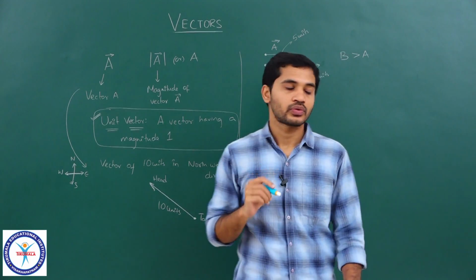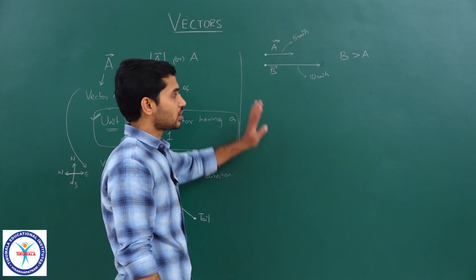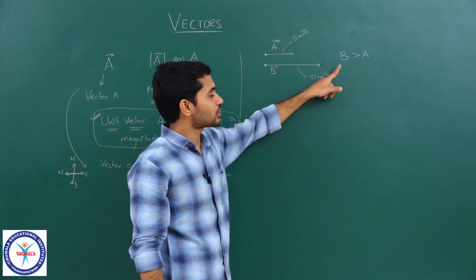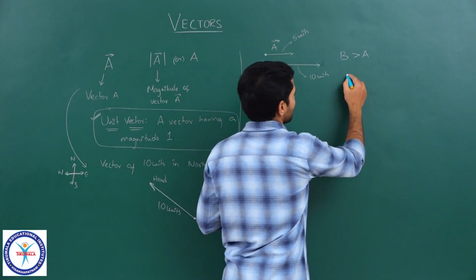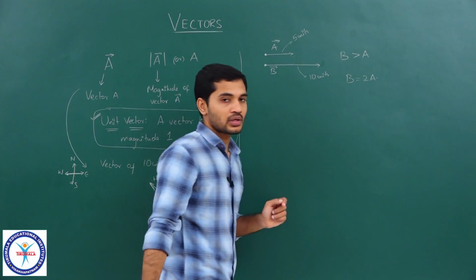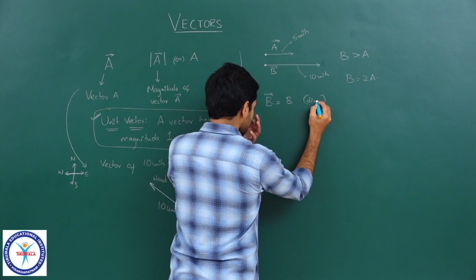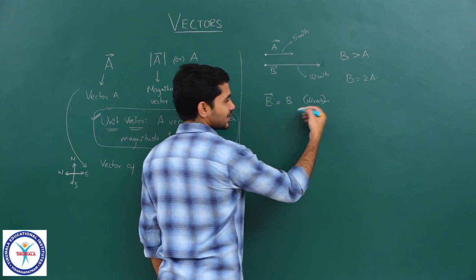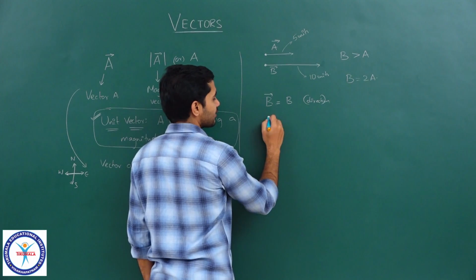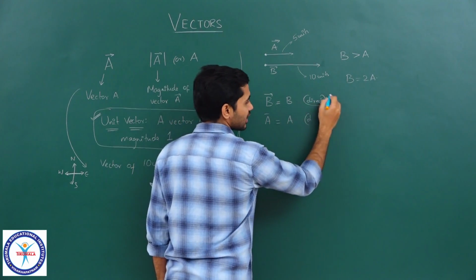Clear? So now what is the relation I can write between vectors A bar and B bar? It is for sure that the magnitude of B is double the magnitude of A. So B is 2 times the magnitude of A. Magnitude of that is B, and it has a direction. So whatever that direction is, let's write it as direction for now, and we have a vector A whose magnitude is A, and it also has the same direction.